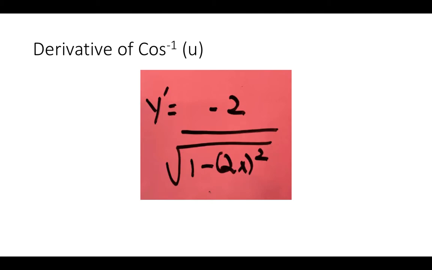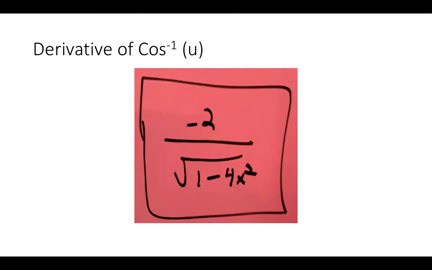But that usually doesn't look good, and I think most math professors would want you to simplify it a little bit further. So you would just square the 2x, and you would get this. So this is the actual answer. It's negative 2 divided by the square root of 1 minus 4x squared. So that's an example of how you would solve an inverse cosine problem.